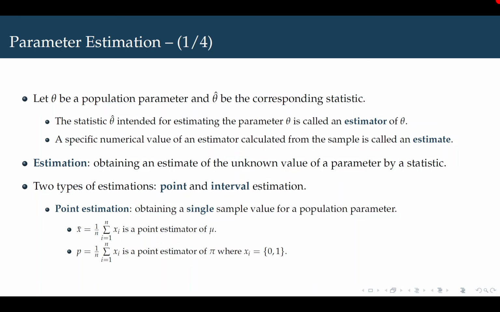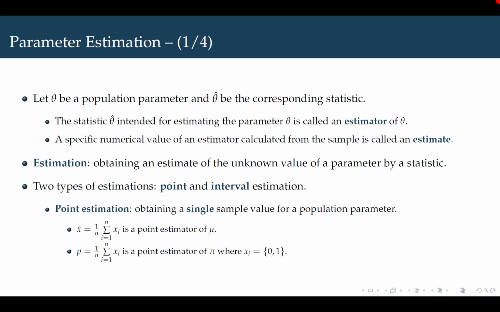Now let's denote theta as a certain general population parameter, and let theta hat be the corresponding statistic. Then the statistic theta hat intended for estimating the parameter theta is called an estimator of theta. So the formula that is used to estimate the population parameter is said to be an estimator. And a specific numerical value that is obtained from the estimator is said to be an estimate. So an estimate is a certain specific numerical value obtained using the estimator or the formula.